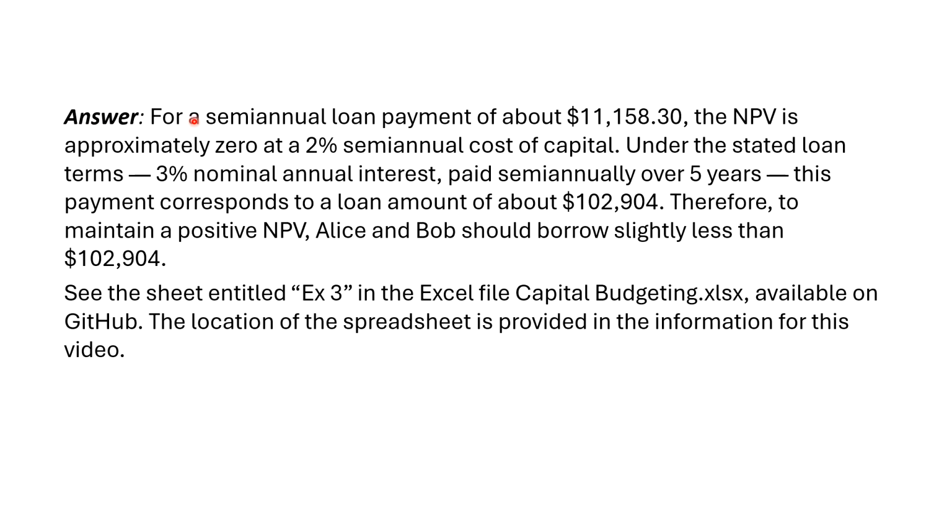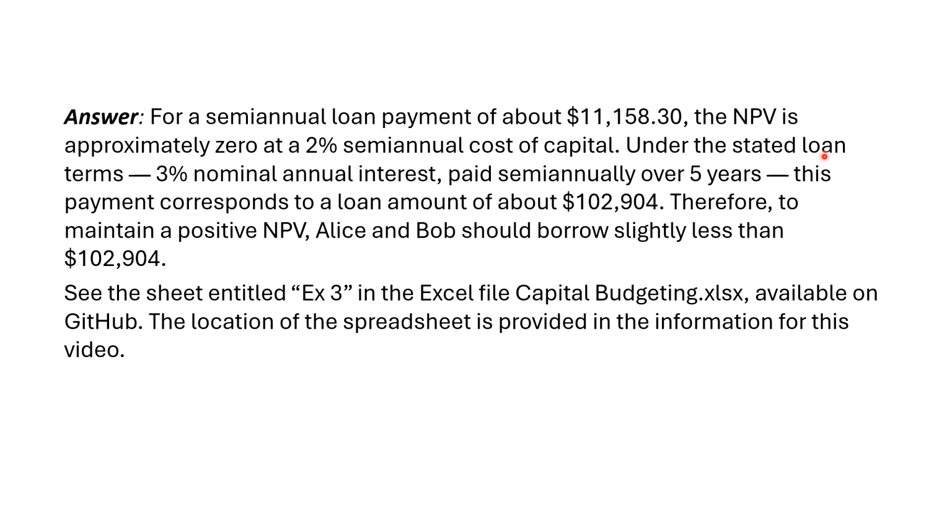Okay, so here's the answer. If you follow the procedure I mentioned in terms of the loan payment per semi-annual period, and you keep fudging around with that, you'll get to $11,158.30, and the NPV is very close to 0 at 2%.